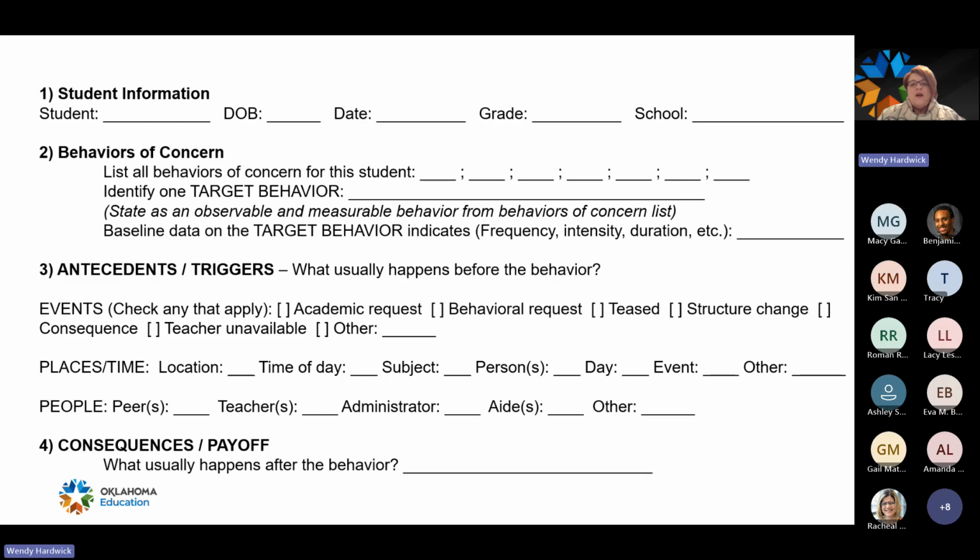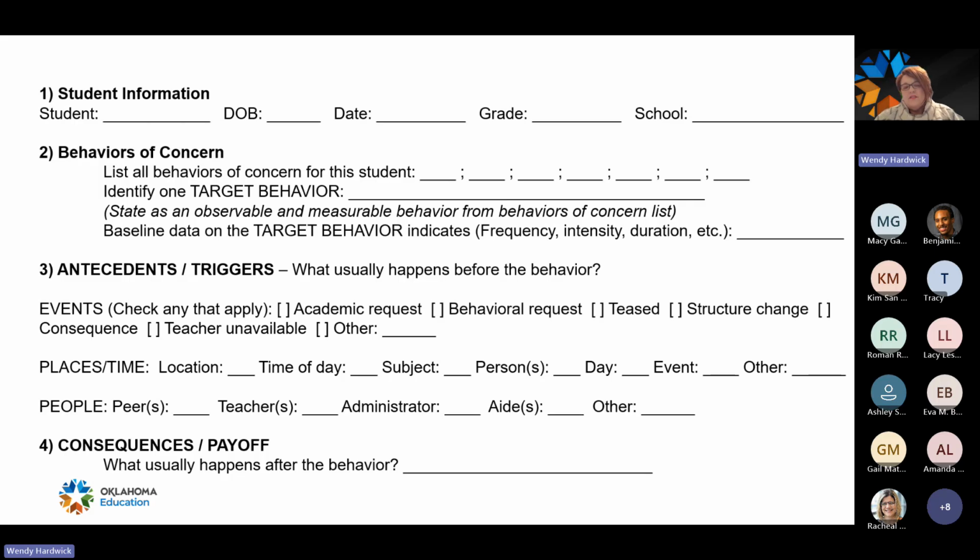So the way an FBA is organized, it has the behavior of concern, the antecedents, which are also the triggers. That's what's happening before the behavior, the events, the settings. So note how the behavior is described in observable terms and how we track things like antecedents and consequences. This structure helps the team make objective decisions.